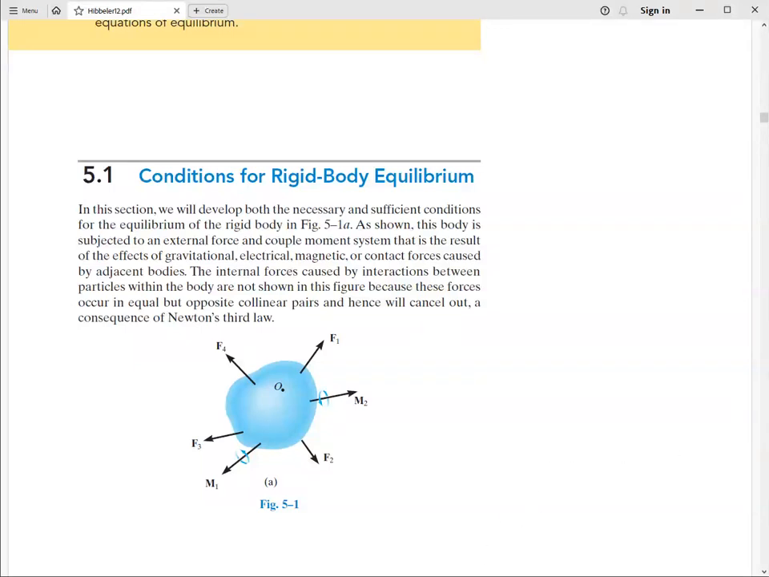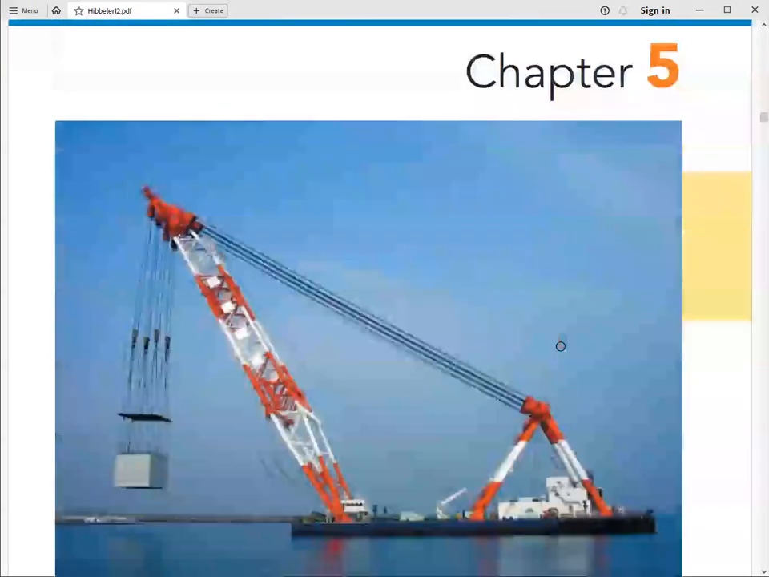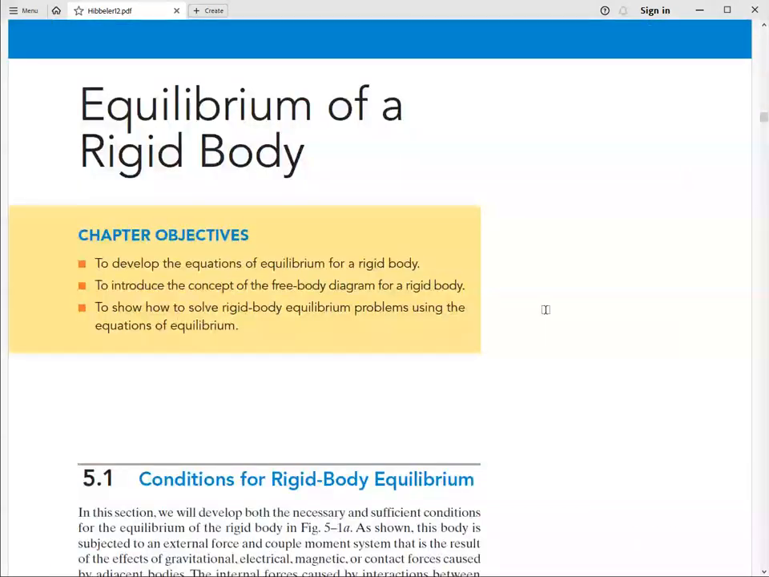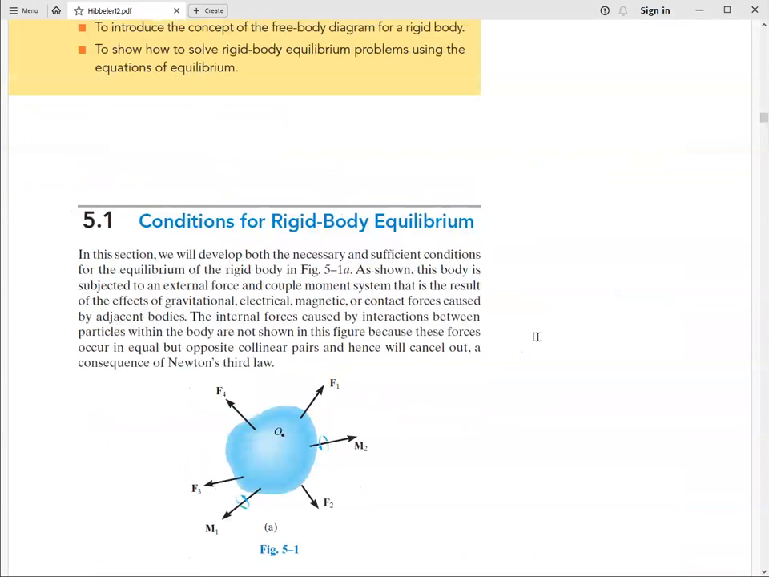All right. So I'm going over the first part of this chapter 5. The subject of the chapter is equilibrium of rigid body, and we'll learn about conditions of equilibrium, free body diagrams, how to generate free body diagrams. Really important concept in statics.